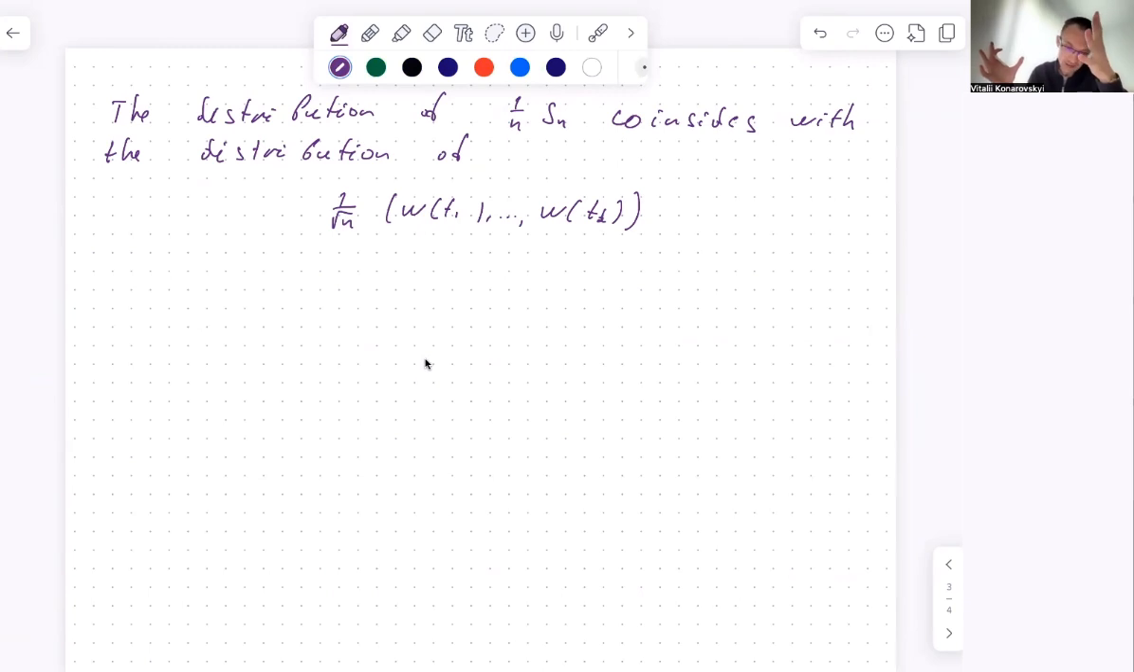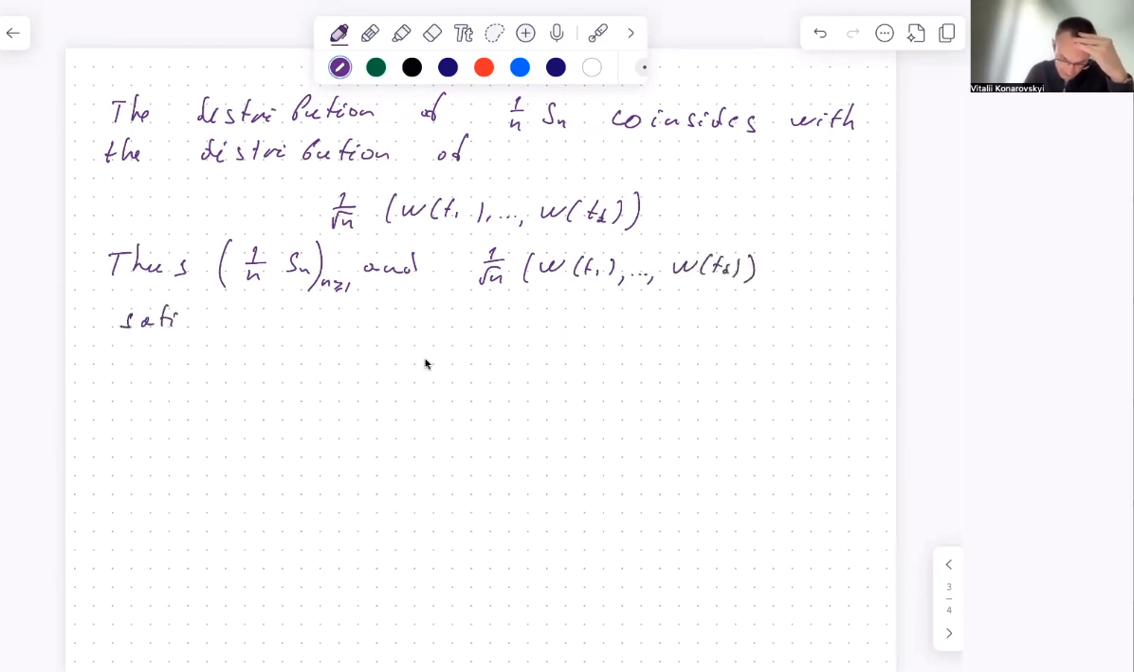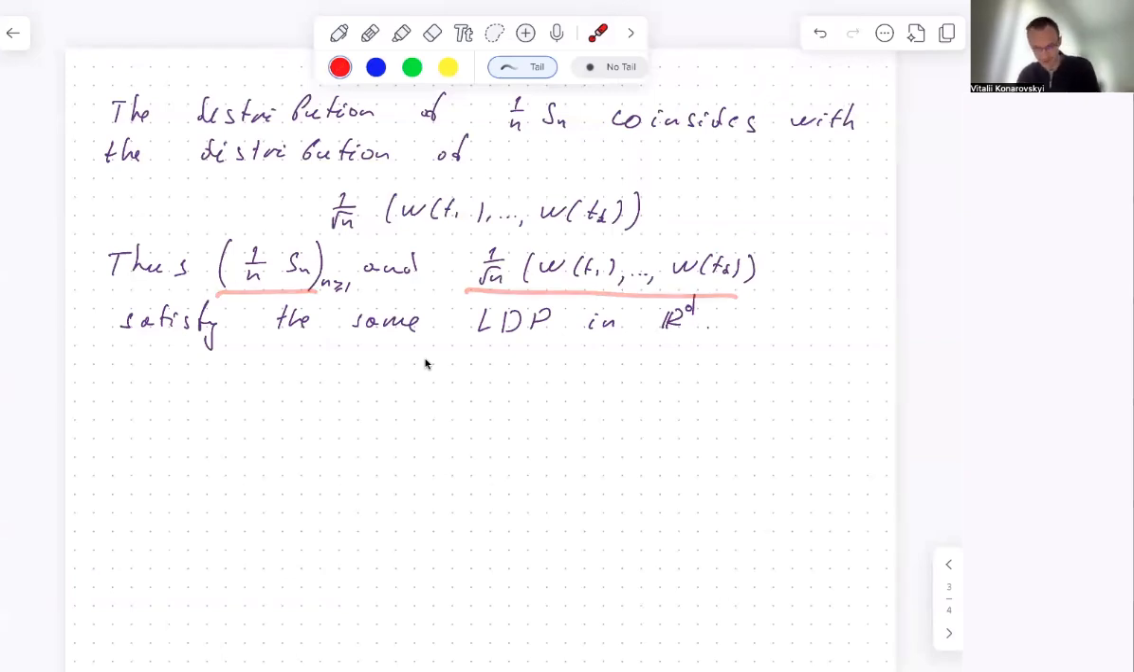So therefore, it doesn't matter what you consider for the large deviation principle. Thus, either you consider 1 over n S_n, or you consider this family 1 over square root n W, the vector Z, and they satisfy the same large deviation principle in R^d with the same rate function, because in the definition of large deviation we use only the distribution of random variables. So later it doesn't matter whether we consider Z_n or the vector Z.